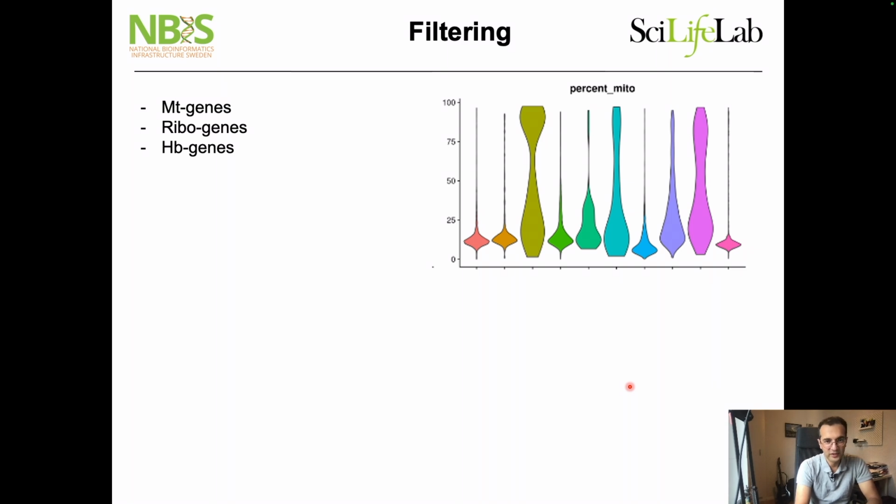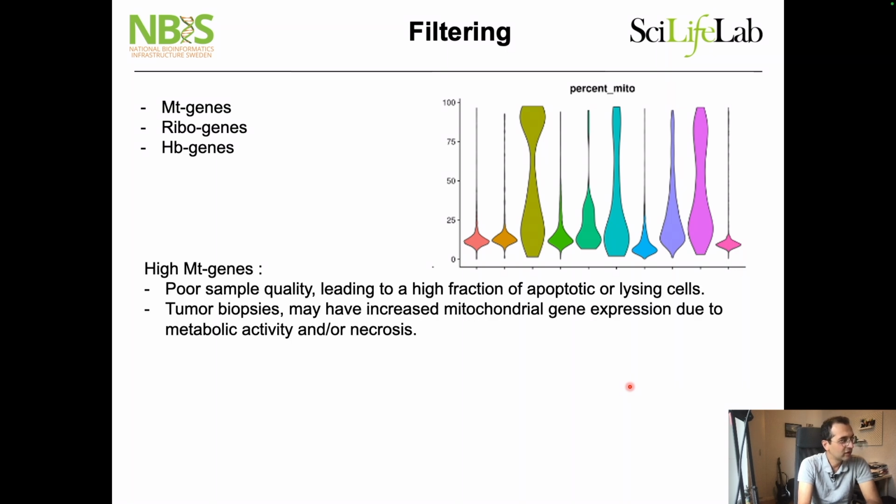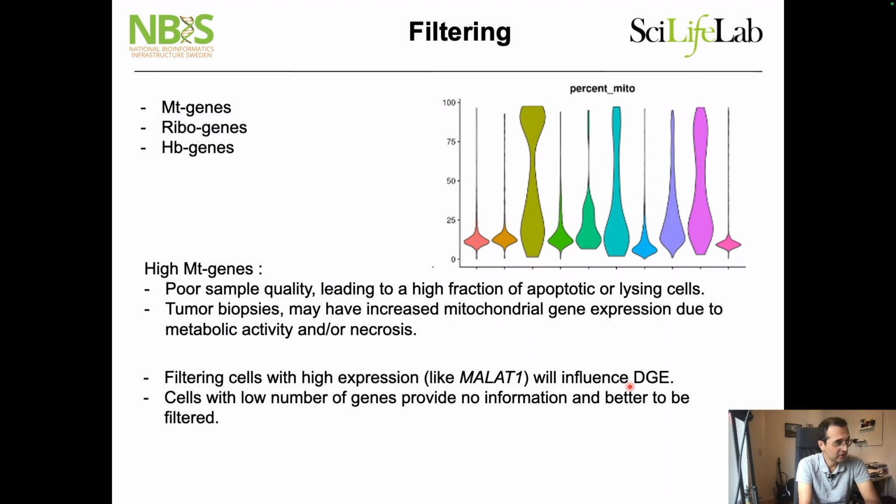The next step is filtering. We would like to get rid of cells which have low quality, and one metric that you can use is mitochondrial gene proportion or fraction. There you mark those cells that have high expression of the mitochondrial genes, which can be indicative of poor sample quality, leading to a high fraction of apoptotic or lysed cells. In tumor biopsies, you may also have the situation that this fraction may have increased due to metabolic activity or necrosis.